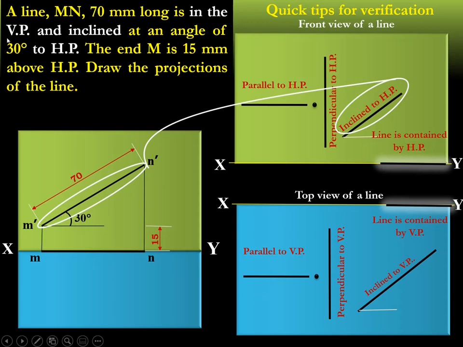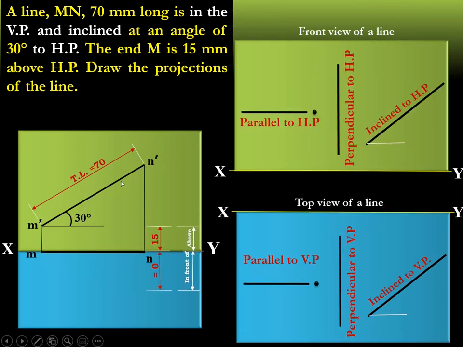When a line is in the vertical plane or contained by vertical plane, its corresponding projection will be obtained on the XY line itself. When a line is inclined to one plane and parallel to other plane or contained by other plane, the length of the front view will be equal to its true length. When a line is inclined to one plane and parallel to other plane or contained by other plane, the other view will have the length shorter than its true length.